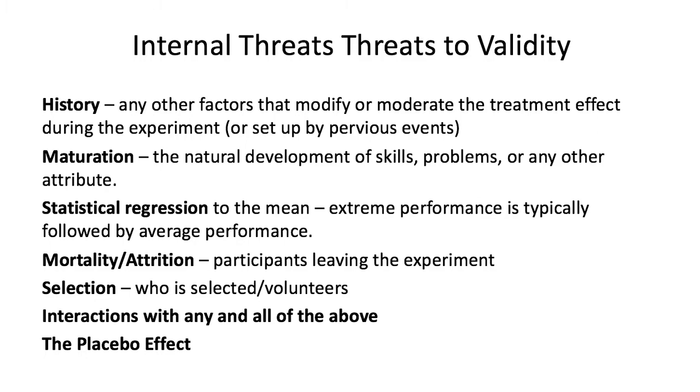Another one is maturation, meaning that some skills just develop naturally over time. And so if I'm looking at the effects of an academic intervention, for instance, it turns out that people tend to get smarter even if I'm not teaching them anything specifically. So my intervention has to be somehow compared, or I have to figure out what part of the increase in scores, whether it's math or science or reading, is due to my intervention, and what part just happened naturally.